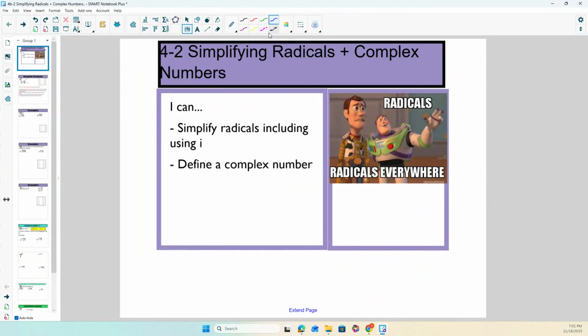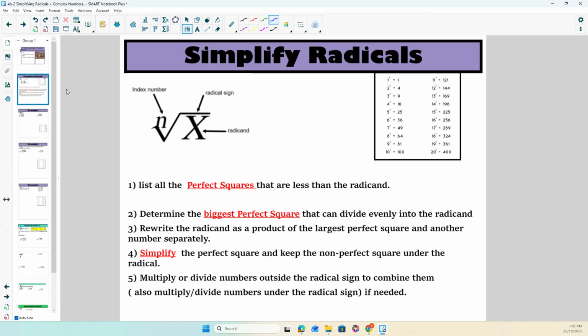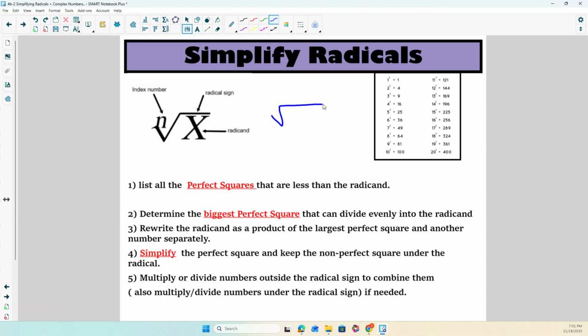Hi everyone, in this video we're going to be talking about how to simplify radicals, and we're also going to introduce complex numbers. So whenever you have this symbol, a lot of times we call it a square root, and that's actually called a radical sign. And it's usually a number right there on the hook on the corner, but when there's no number there, it is understood that that number is 2, which is why a lot of times we call it square root.